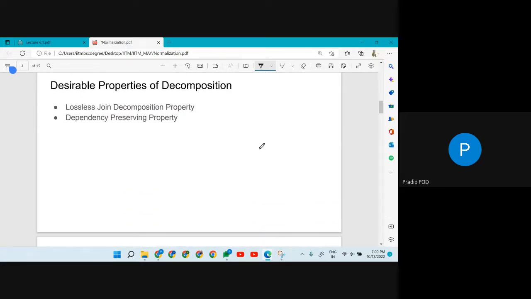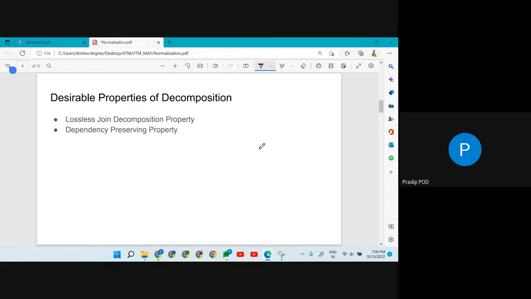So these are the two desirable properties of the decomposition. Because of that redundancy, we can solve it by doing the normalization. To do the normalization, we decompose the tables. At a very high level, if this table has redundant data, then we can decompose it into R1 and R2. If these tables have any other redundant information, then you can decompose further into R13 and R14. So that is the decomposition.